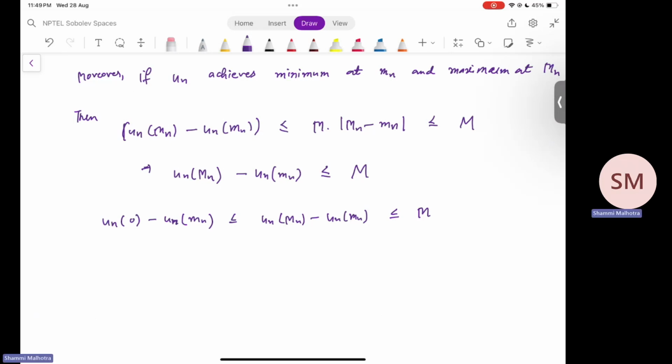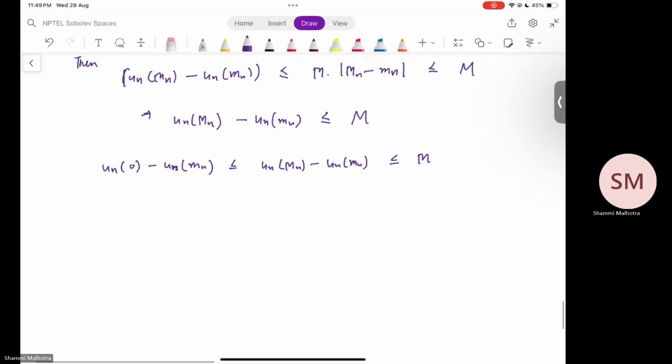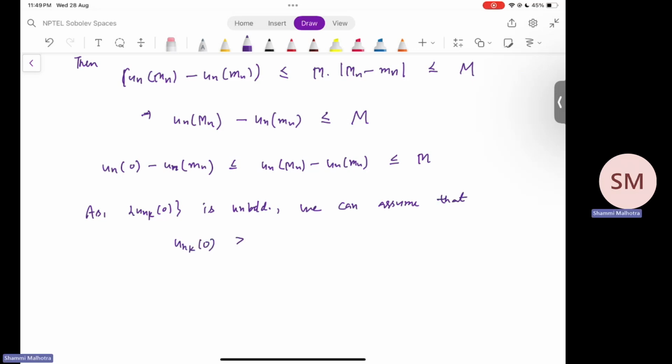And what else we do have here is, since u_n^0 is unbounded, we can assume that u_{n_k}^0 is greater than or equal to k for all k in N.